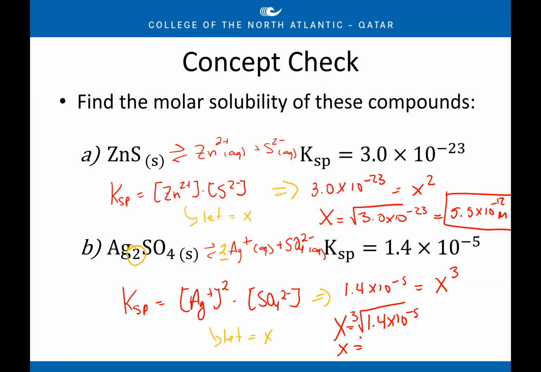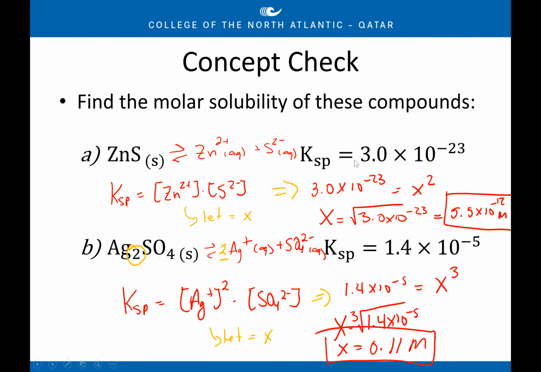Okay, so for the top one, I get 5.5 times 10 to the minus 12, and for the bottom one, 0.11 moles per liter. All right, there we go. Those are the answers to both of these. Sorry. So yeah, I got some questions in the chat here. I'll talk about the test in a minute.